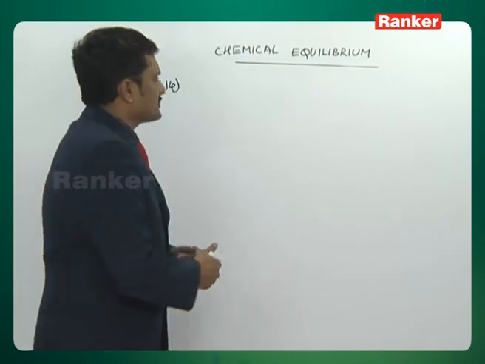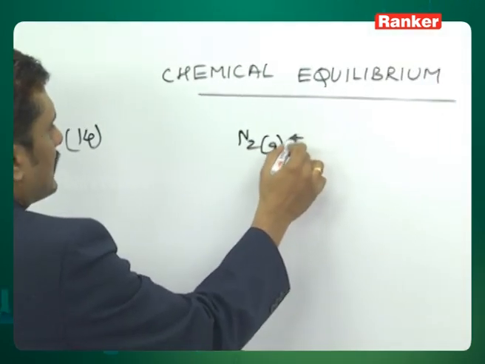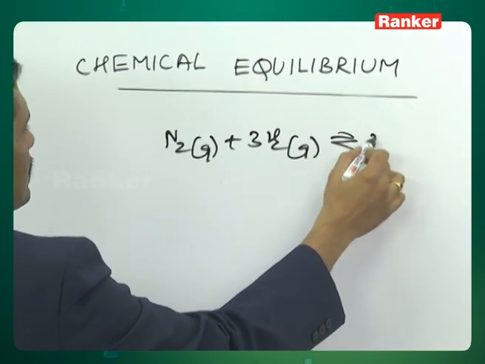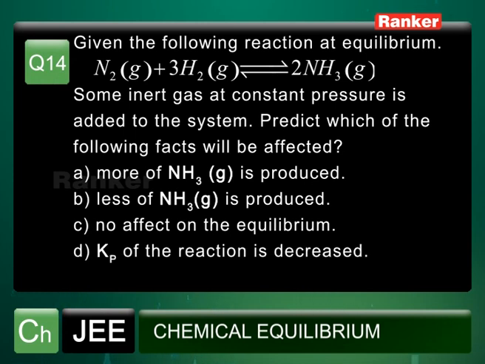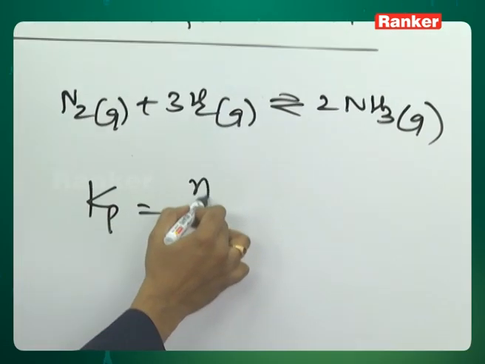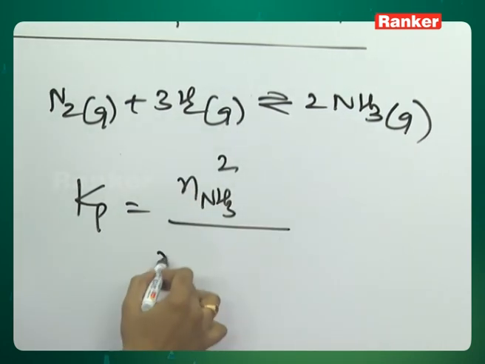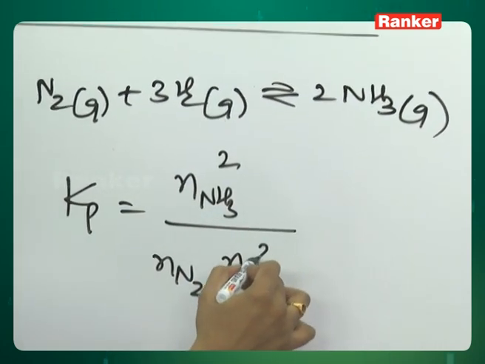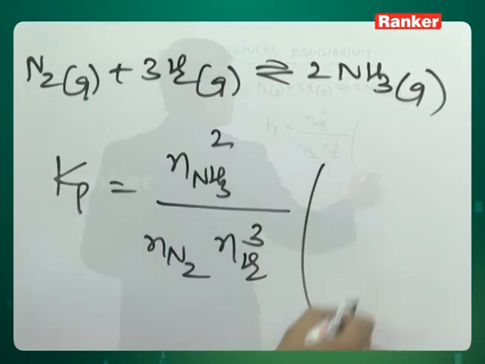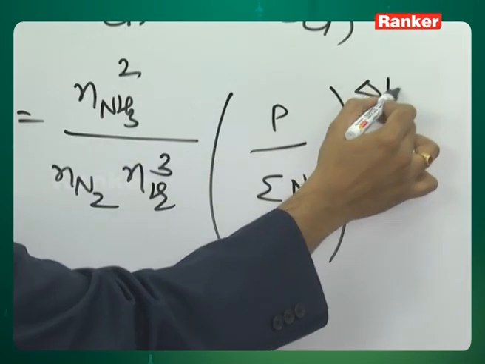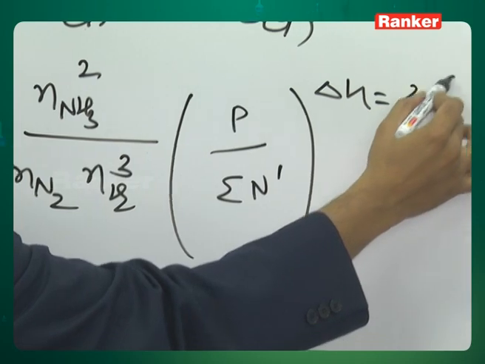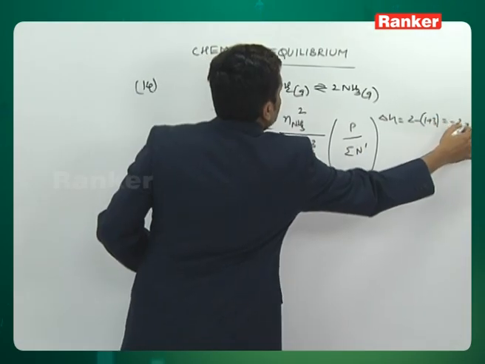We have the equilibrium mixture, where N2 and H2 combine to give NH3 gas. Now the question is, when some inert gas at constant pressure is added to the system, we have to predict the direction of the reaction. As I just told you, Kp is the product of moles of products raised to their stoichiometric coefficients upon the moles of reactants raised to their stoichiometric coefficients, into (P upon sigma n, which becomes sigma n dash after the addition of the inert gas) whole power delta n. You can see here delta n is equal to 2 minus (1 plus 3), which is equal to minus 2, that is less than 0.